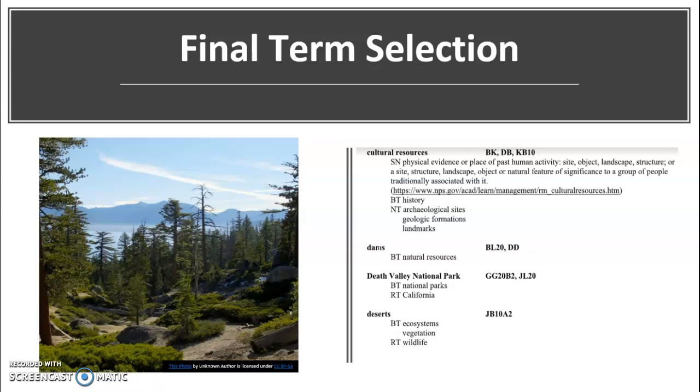Finally, after much research, deliberation, and typing, we were able to complete our thesaurus, serving as a guide to any person interested in the national parks of California.